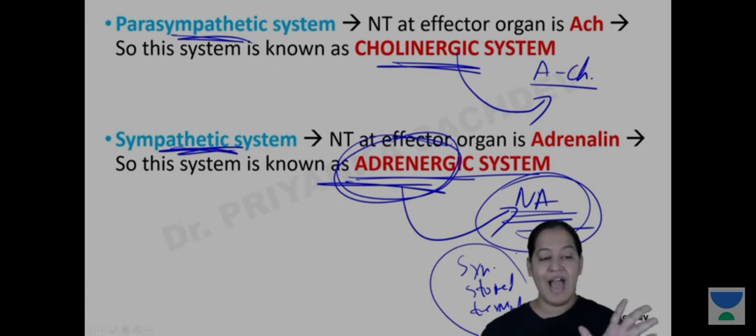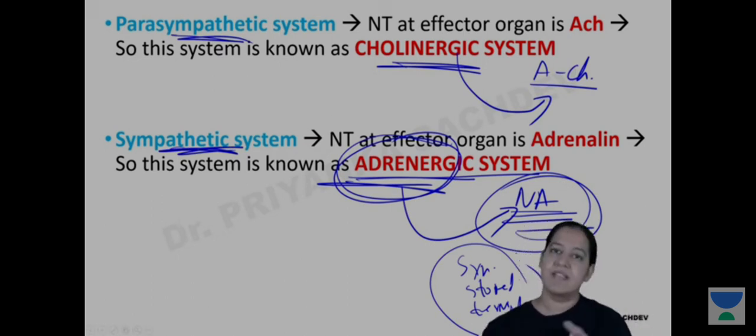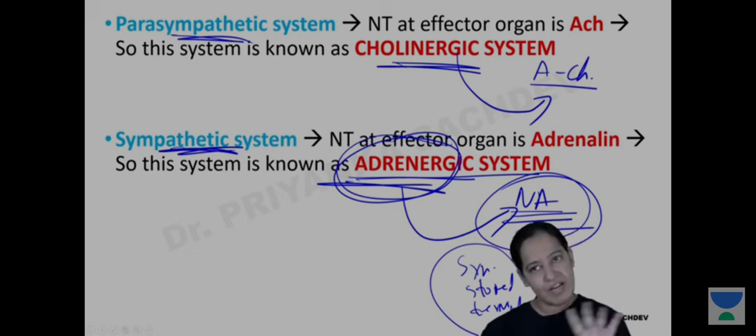So you will have a better understanding of the mechanism of action of various drugs present in this category, that is adrenergic drugs and anti-adrenergic drugs, that is alpha and beta agonists and alpha and beta blockers. I will come to that.